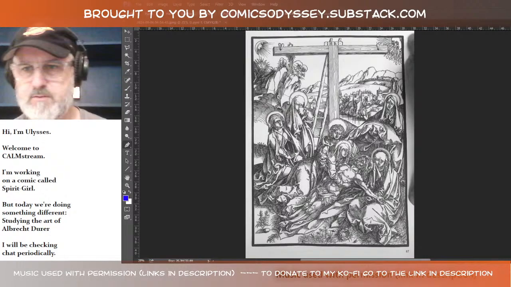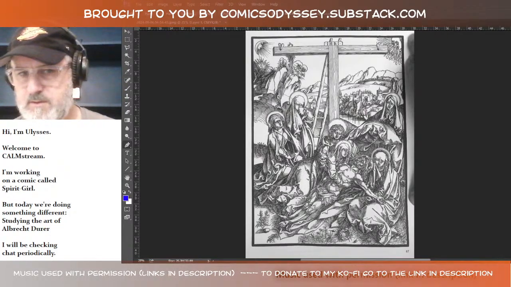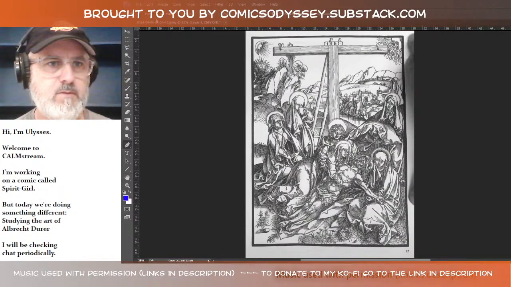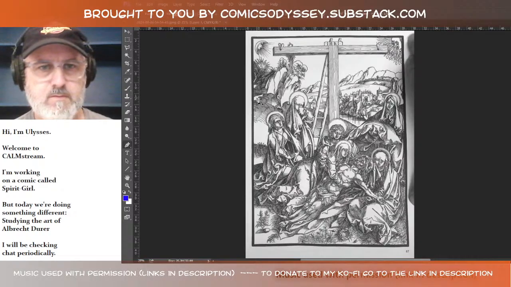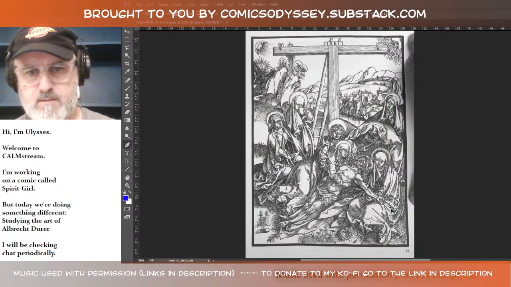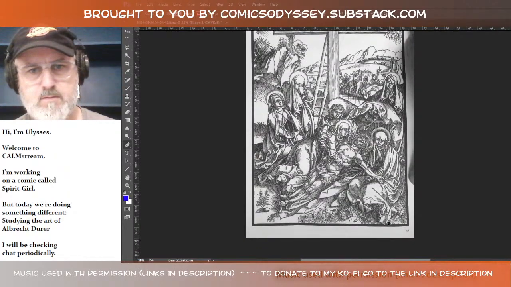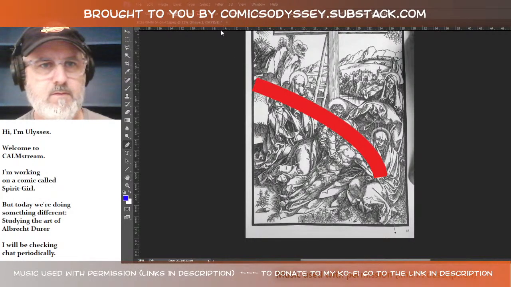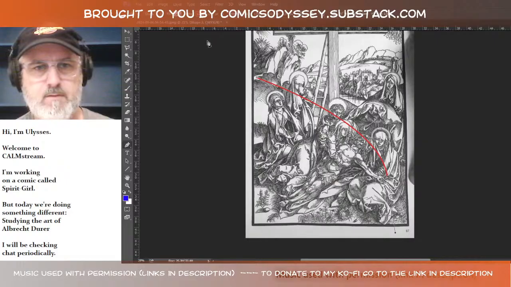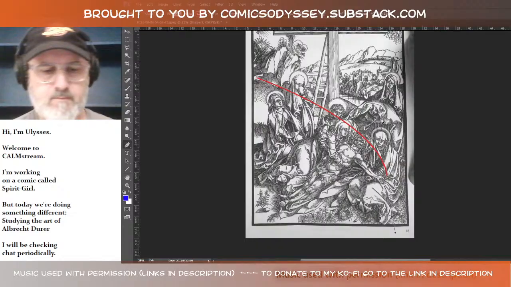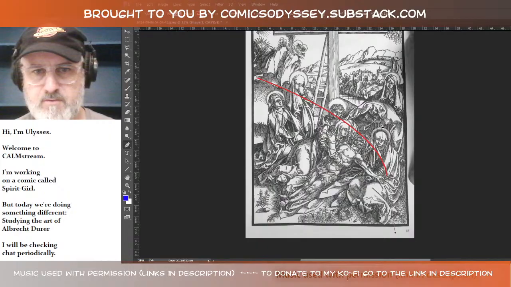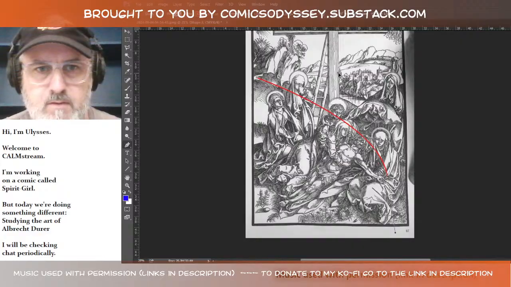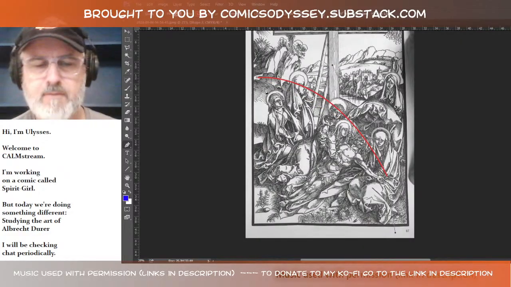My Photoshop skills are rusty. I should be able to make an arc. I'm also using my left hand, so I'm a little bit lost. So kind of like that, right?